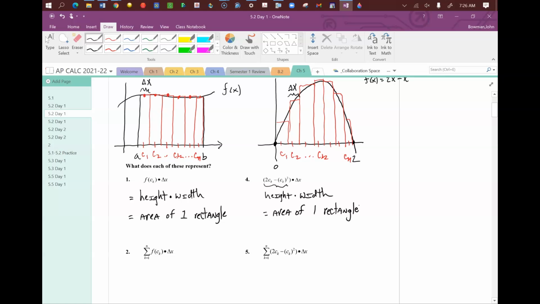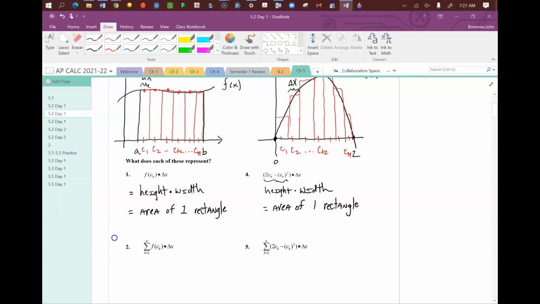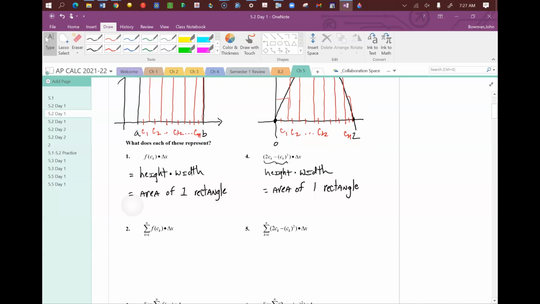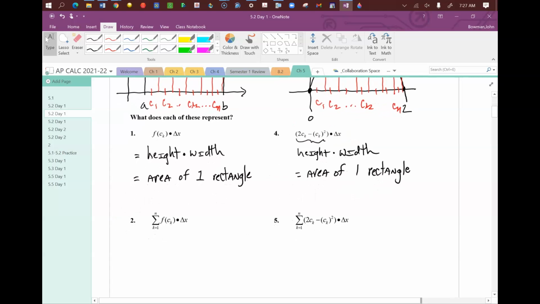Well, to get an estimate for the area between the function and the x-axis, what we would have to do is sum up all those areas of all those rectangles. So this is where the sigma notation comes in. The index k is the subscript for c, so k starts out at 1, so c1, c2, c3, c4, all the way up to cn, the last x value in the very right-hand rectangle.